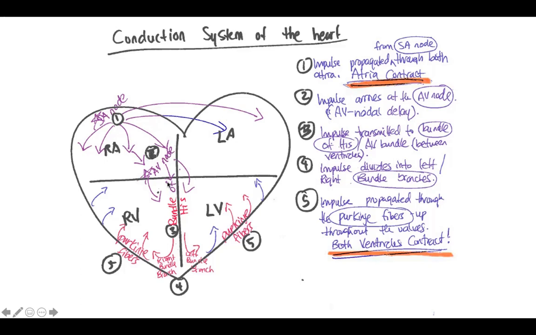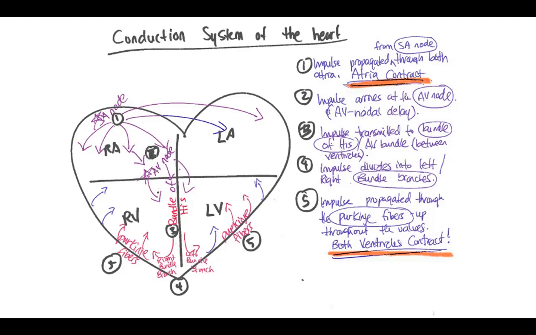So the AV node is somewhere about here. So kind of in the septum of the ventricles here, where the wall separates left and right ventricles. And it has to travel through the internodal fibers. So the internodal fibers are in between the SA node and the AV node. And this is how the impulse gets down toward the AV node.